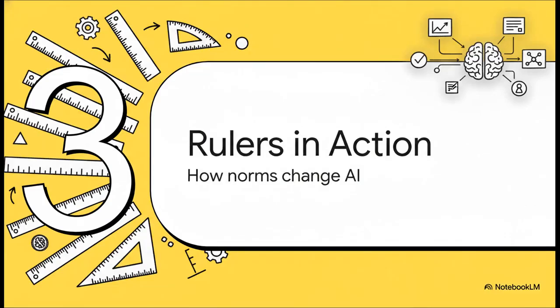All right, so we've established we have these different rulers and they all give different answers. The big question is, so what? Why does this actually matter? Well, let's see how this plays out where the rubber meets the road, in actual machine learning.